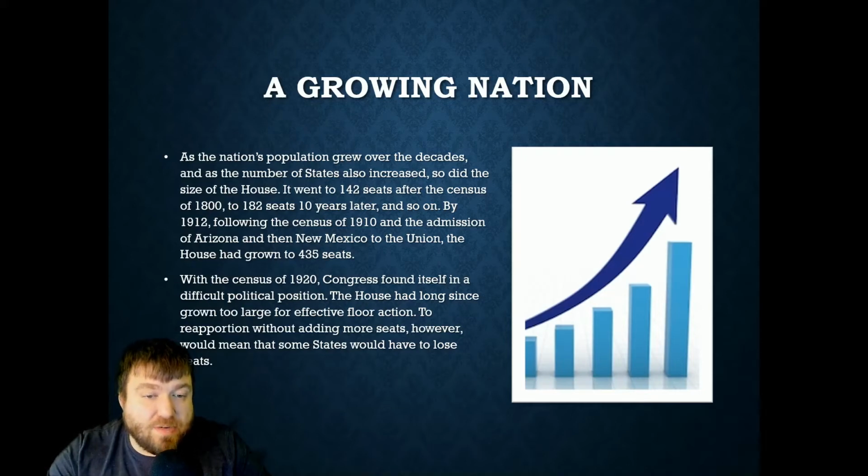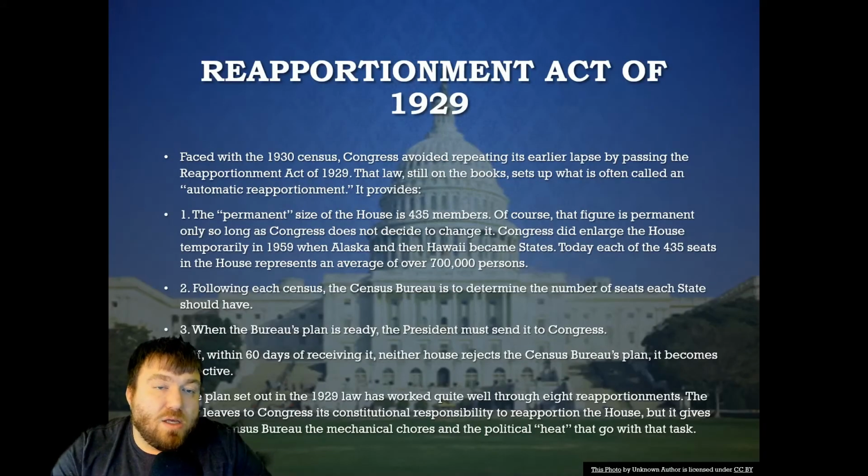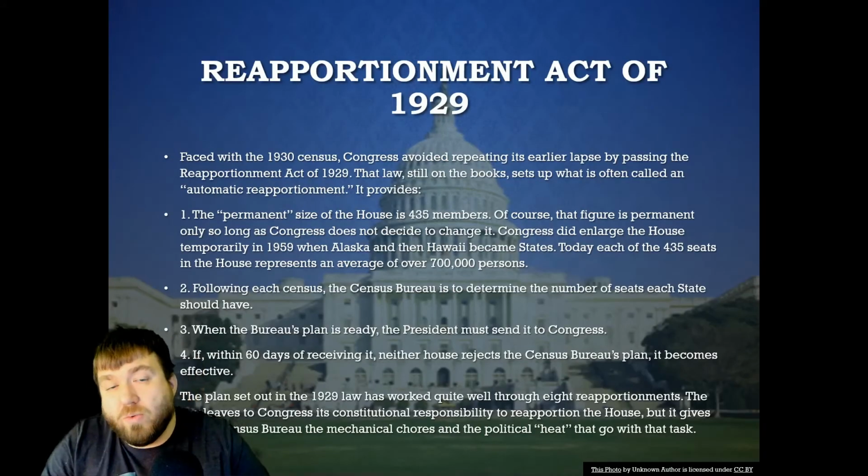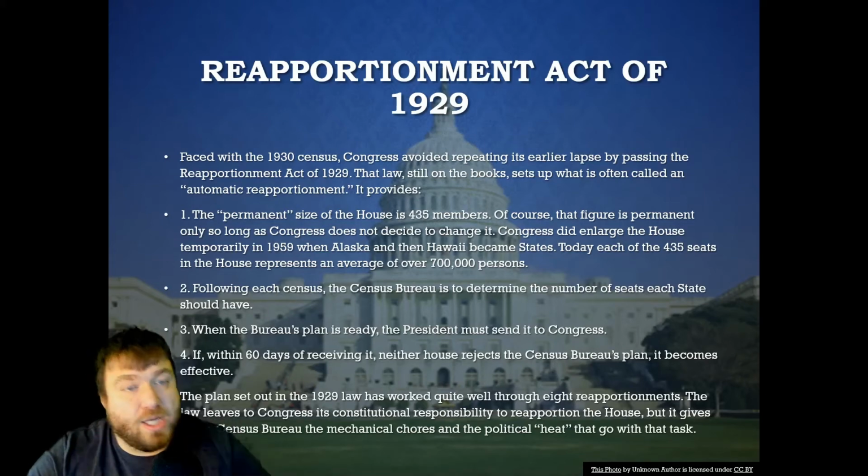With the census of 1920, Congress found itself in a difficult political position. The House had long since grown too large for effective floor action. To reapportion without adding more seats, however, would mean that some states would have to lose seats. They had only been adding, they hadn't been taking away. This gave rise to the Reapportionment Act of 1929.